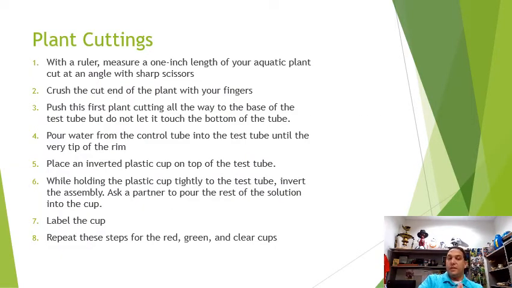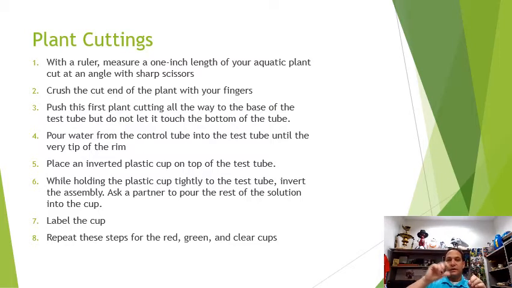Next, you need to prepare your plant. So you should have Elodea or Anacharis. It's a long plant. You'll take a sharp pair of scissors and cut that plant at an angle. So you don't want to cut straight across the stem. You want it to be cut at an angle on the stem. Once you cut that angle, you crush the stem. Basically, the whole job of the stem is to move water through that plant. You want to hamper that as much as possible. You want to close it off.